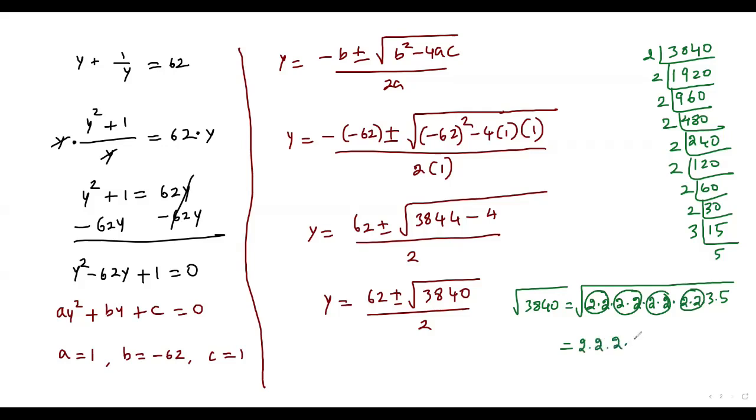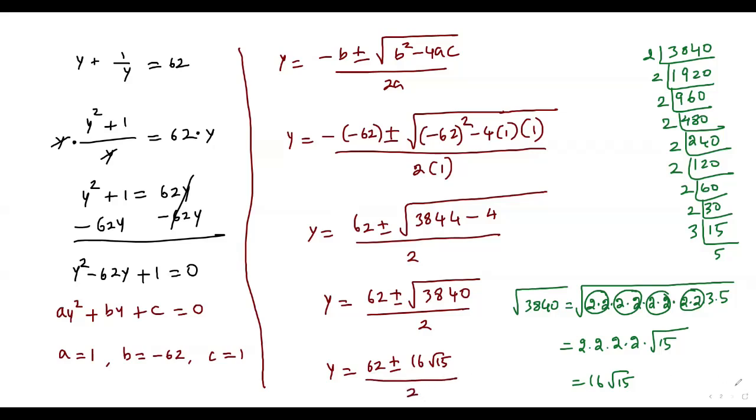2 times 2 times 2 times 2, and the square root of 3 times 5 is just the square root of 15. Finally, it is simplified: when I multiply four 2s, I'm getting 16, so 16 times the square root of 15. So now I'm getting y equals 62 positive or negative, and the simplification of this one is 16 square root of 15, over 2.